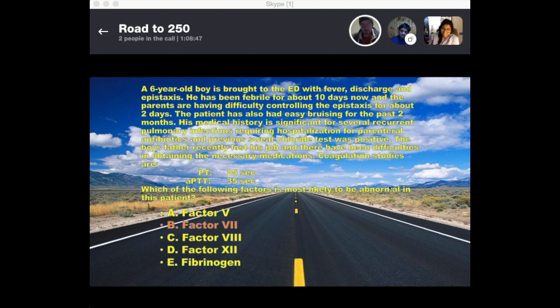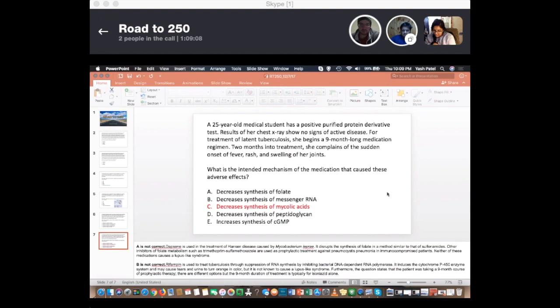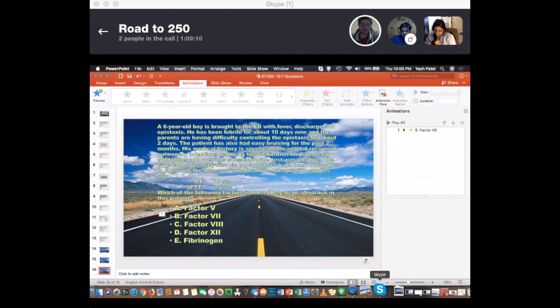Okay. So literally from lab values, we can move on with that. Yeah, because your factor 8 would be PTT. That's hemophilia A. Okay. Is that it? Yay, review. Alright.